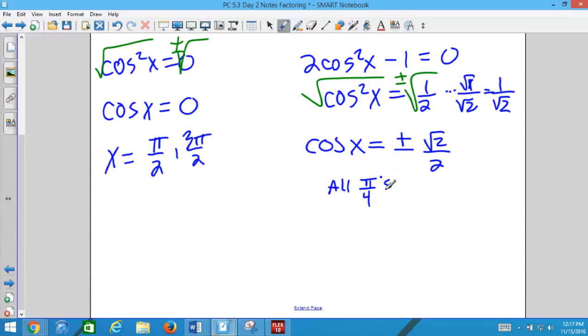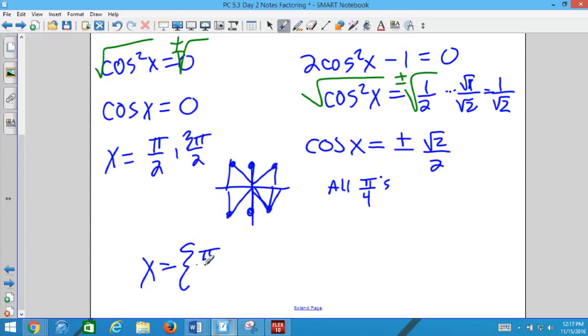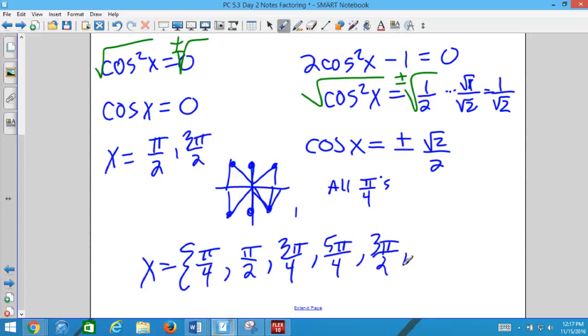If you're not sure the order to write your answers, you can draw the picture, and we've got our pi over 4s. Eventually, yeah, they go in order. So there are 6 answers. You draw a circle, and you go around the circle. So the first one that I come to is pi over 4. Then I come to pi over 2. Next is 3 pi over 4. Then 5 pi over 4. And 3 pi over 2. 7 pi over 4.